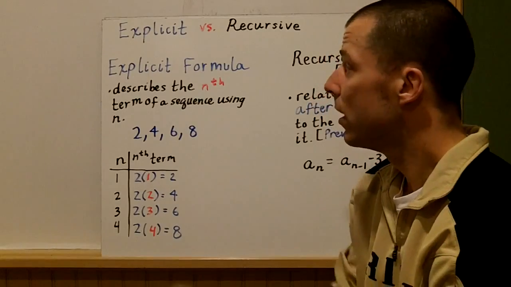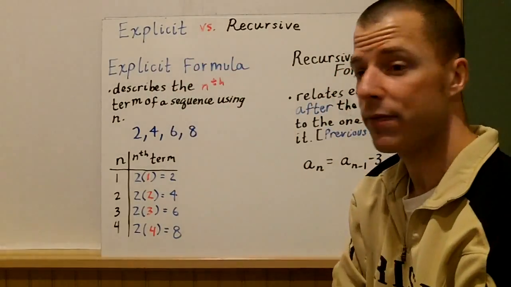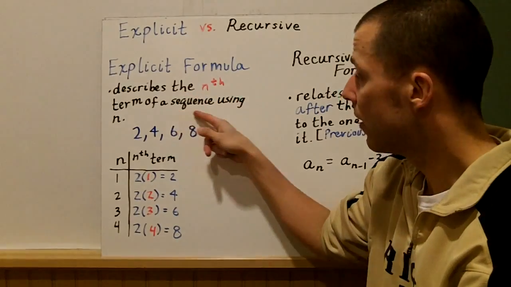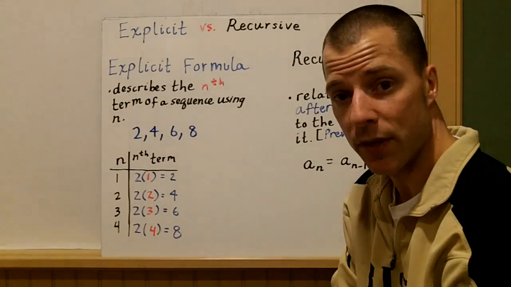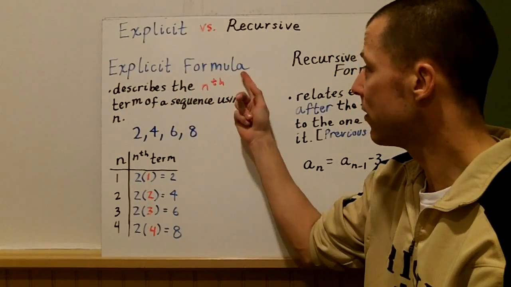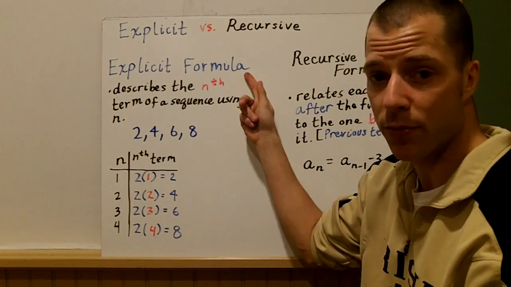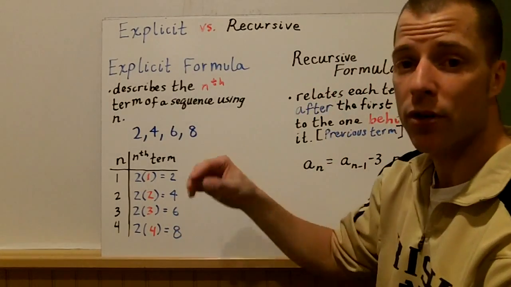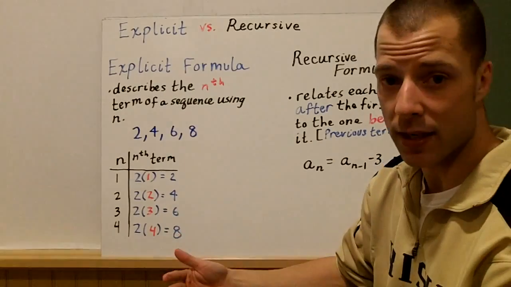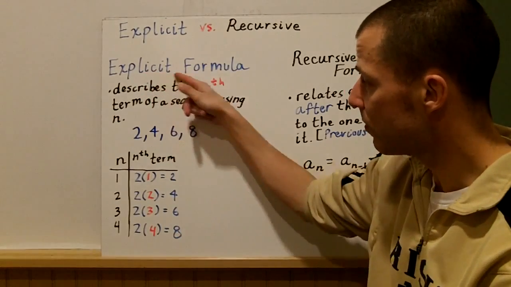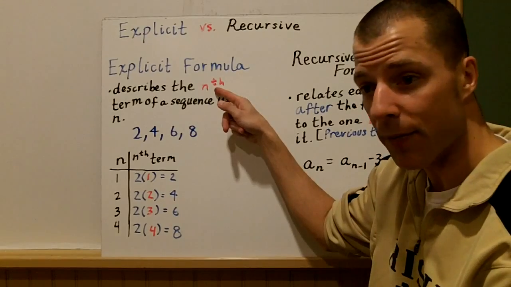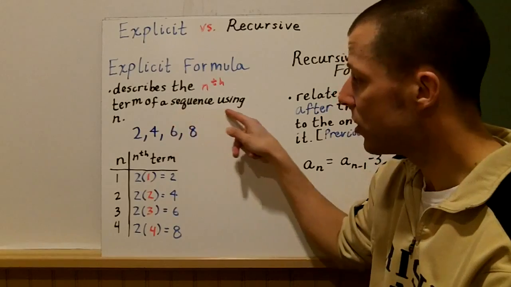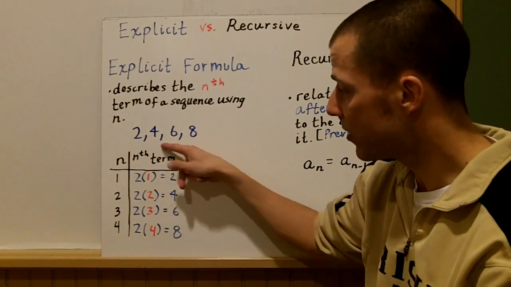So, explicit versus recursive, what's the difference? An explicit formula describes the nth term of a sequence using the variable n. Meaning the big difference here is that explicit doesn't use the previous term to get the next term, whereas recursive formulas use the previous term to get the next. Let's look at an example of an explicit formula.